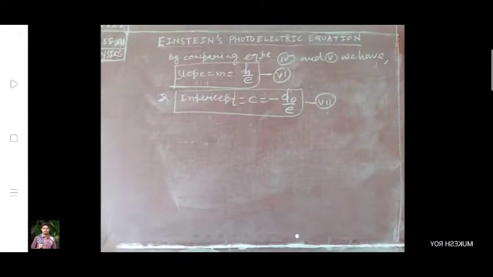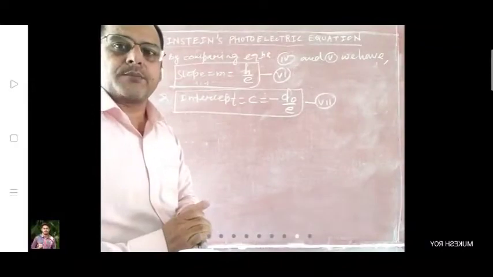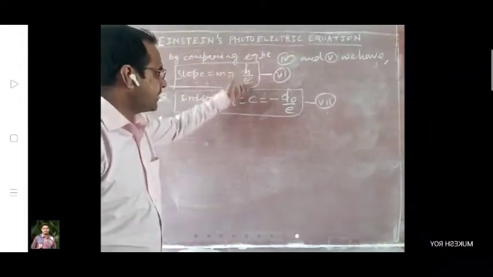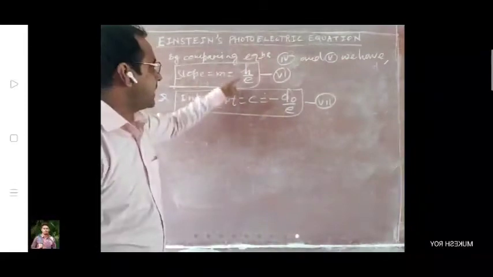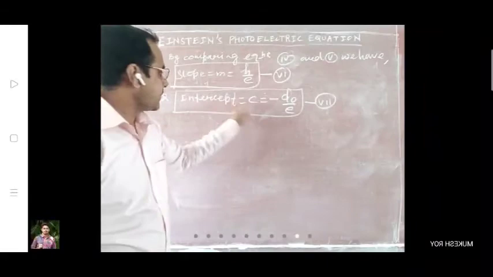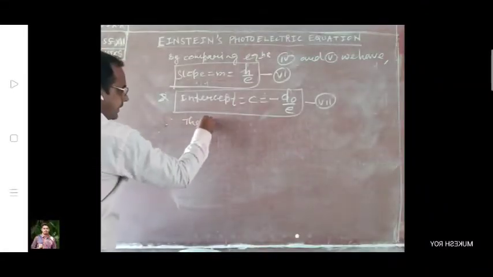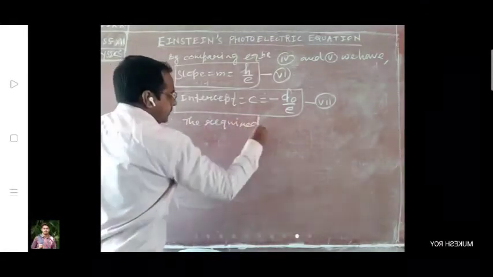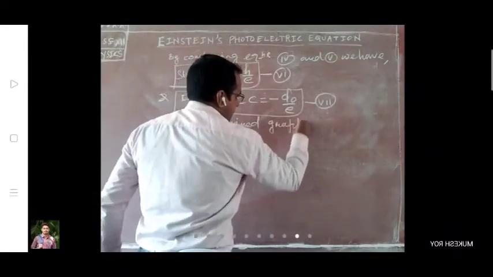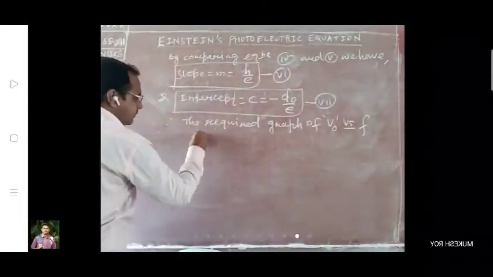ये दोनों मुझे बताना चाह रहे हैं कि एक ग्राफ होगा, किसका? V naught versus frequency का, stopping potential versus frequency का एक ग्राफ होगा, that will be a straight line having these two characteristics. यानी that graph will have the slope equals h by e, Planck's constant divided by electronic charge, and it will have the intercept, that is negative intercept, phi naught by e. So see the graph. Therefore, the required graph of V naught versus frequency.